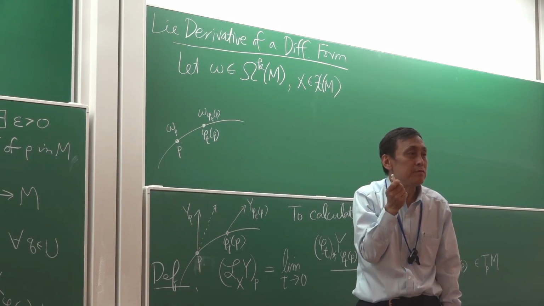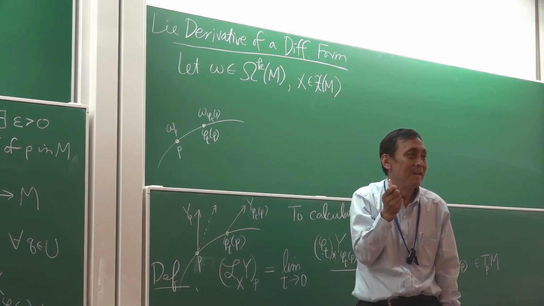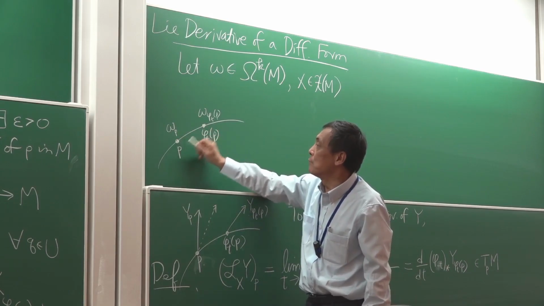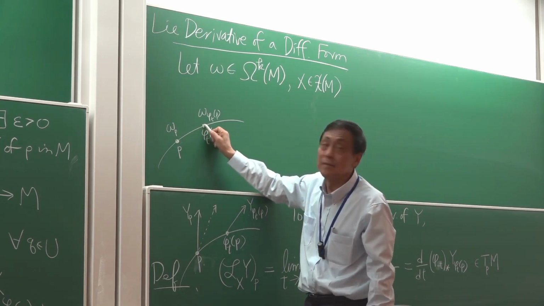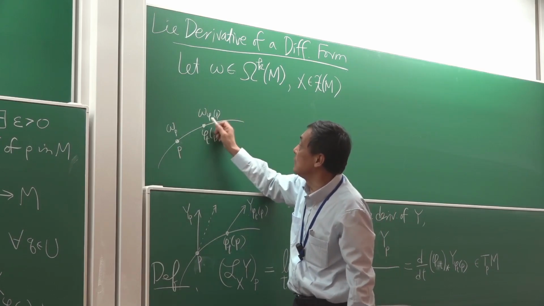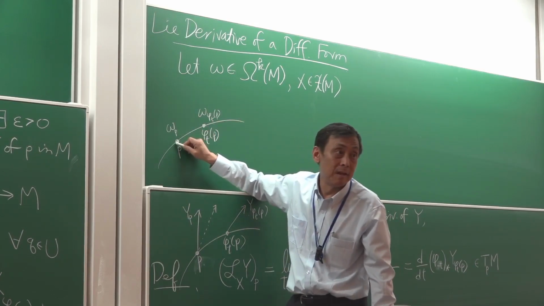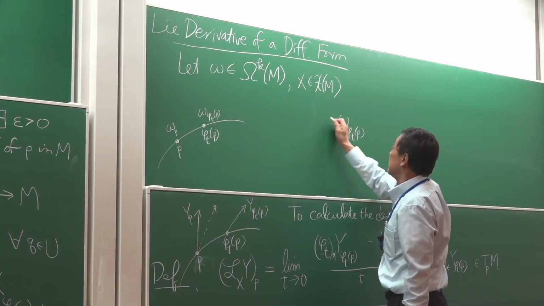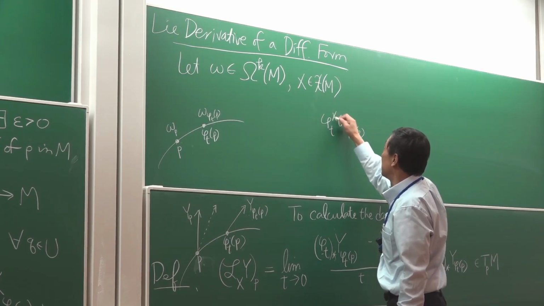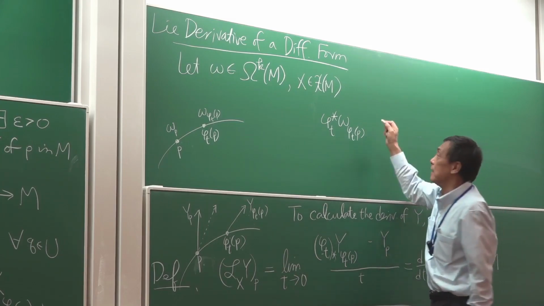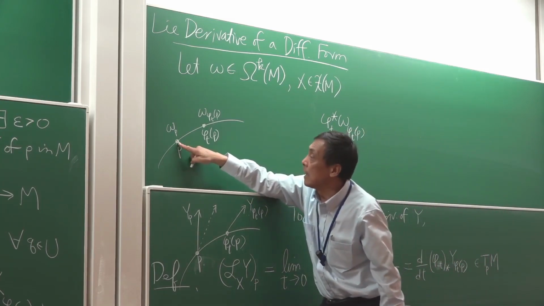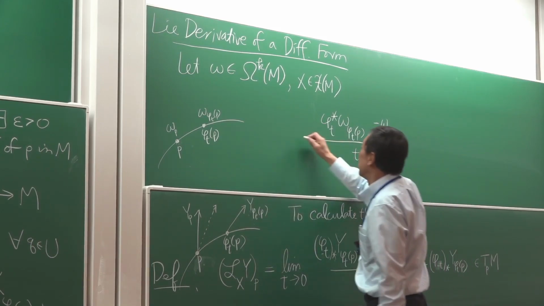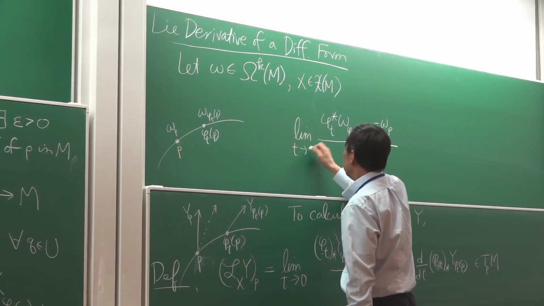Now, which map do I use? The pullback, right? The map phi of t takes this to this, so if you pull back by phi of t, this will go back there. Therefore, you take omega at phi t of p, and then you take the pullback by phi t. Then it will be here, and so you can subtract omega p, divide by t, and take the limit as t goes to 0.